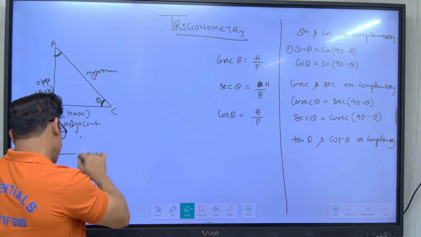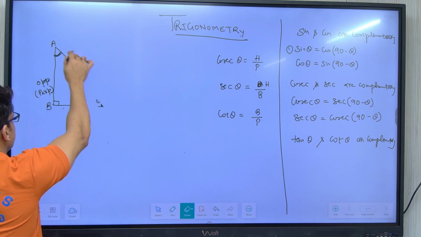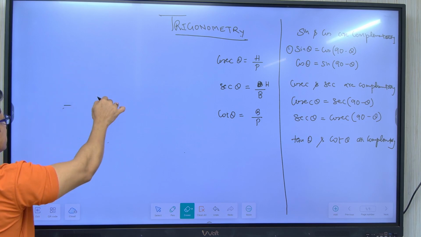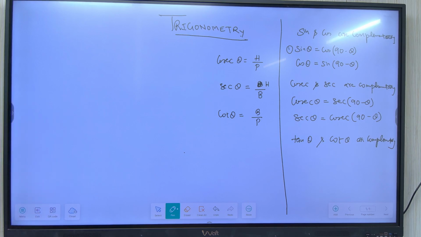Do you remember the values of tan 30, sin 30? Trigonometric table याद है? You just have to remember the first three. The other three are reciprocal of them. Remember? Sin 30, sin 45, sin 60. Just remember this, even 0 degrees.